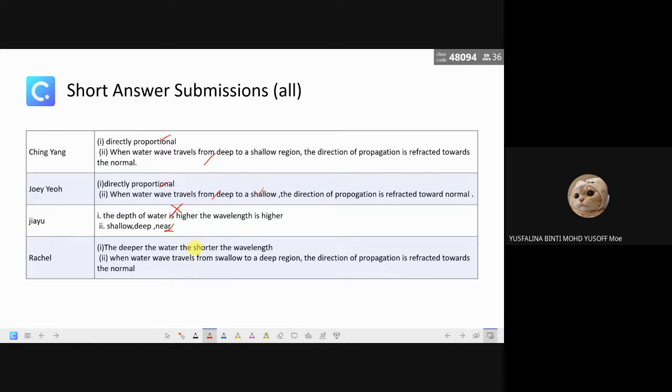The deeper the water, the shorter the wavelength. Are you sure? Not the deeper the water, the higher the wavelength, right? Because at the deep water, the wavelength is much bigger than the shallow part. So the answer is wrong here. This one, from deep to shallow, is refracted towards.